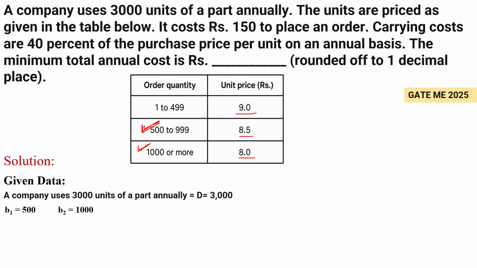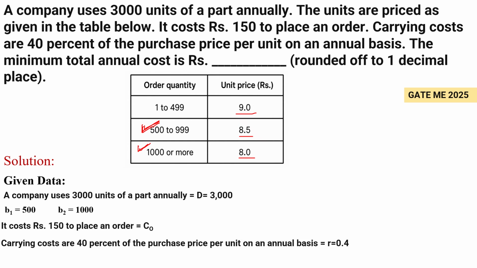And it costs 150 rupees to place an order. So it is the ordering cost. Let's consider C0 equal to 150. And carrying costs are 40% of the purchase price per unit on an annual basis. So let's consider small r equal to 40%, which is 0.4. Then we have to determine the minimum total cost. We know that the total cost equals the purchase cost plus ordering cost plus carrying cost.